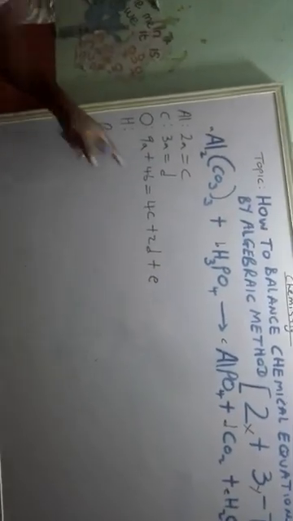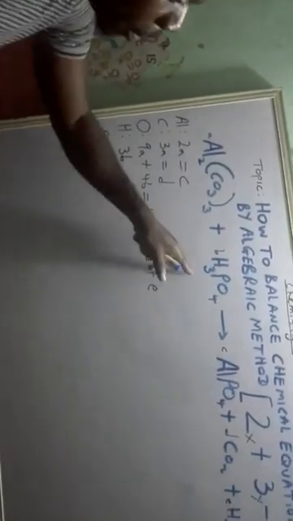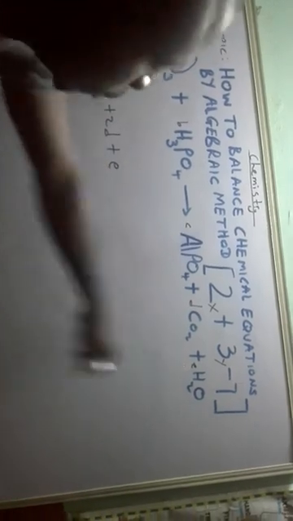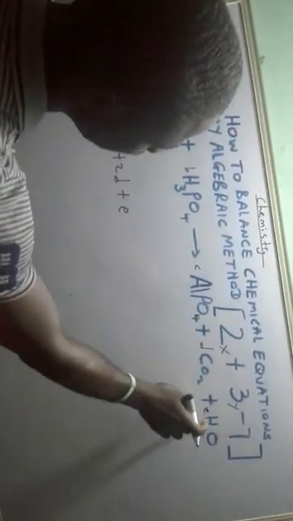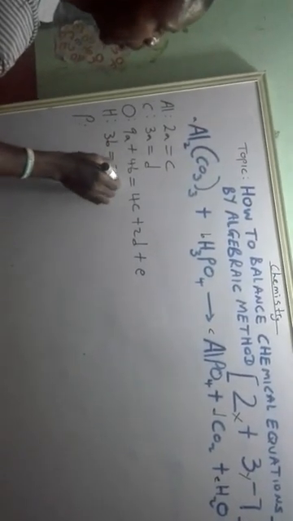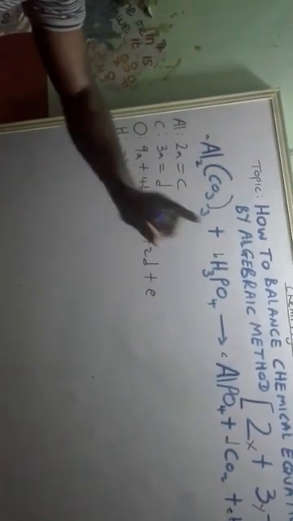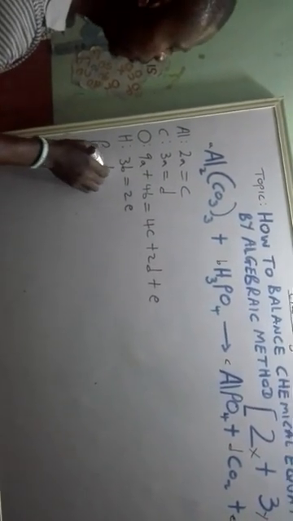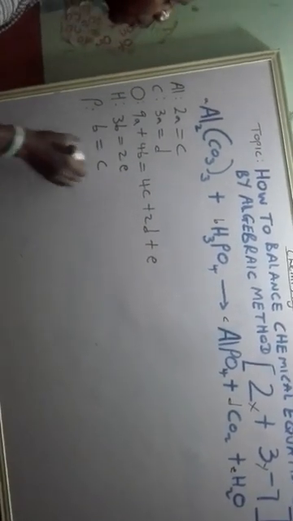Then hydrogen, we have 3B equals, I think we have 2 hydrogen here, 2E. Then phosphorus, in the reactant side, we have 1, so it will be B is equal to, in the product side we also have 1, B is equal to C.